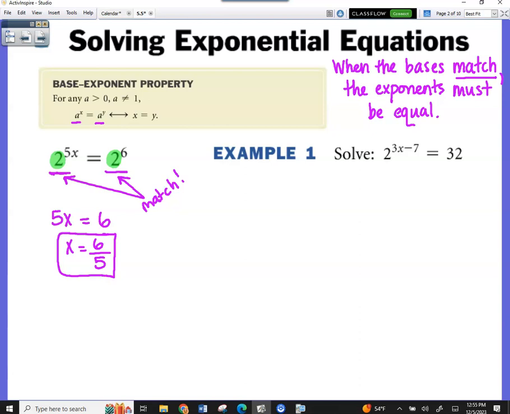So let's make a note. Bring this down. Then I'm going to rewrite this as 2 to the 5th. And then I'm going to underline those. And in the same format that I did over here, I'm going to say, hey, they match.